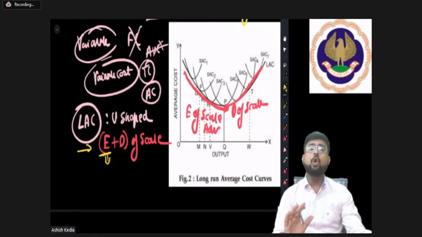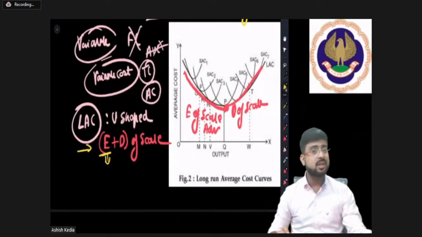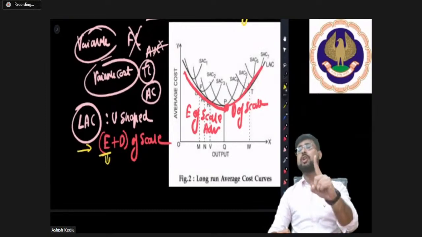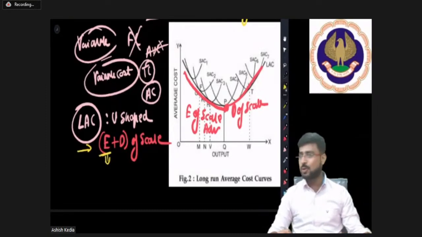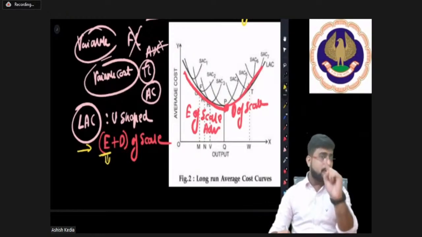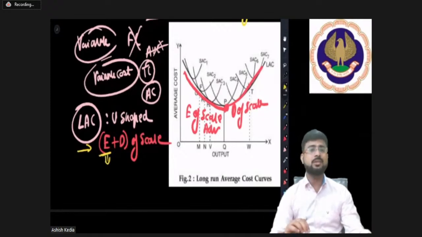So in the long run, because of economies of scale and diseconomies of scale, the shape of the long run average cost curve is U-shaped. What is the shape? U-shaped. But remember, in the long run case, you will not write due to the law of variable proportion. No. In the long run, it's always due to the law of returns to scale, not because of something else.